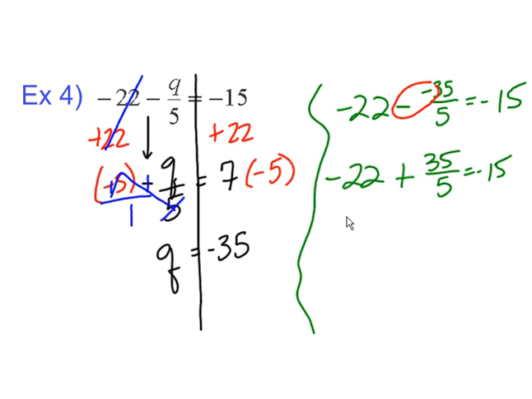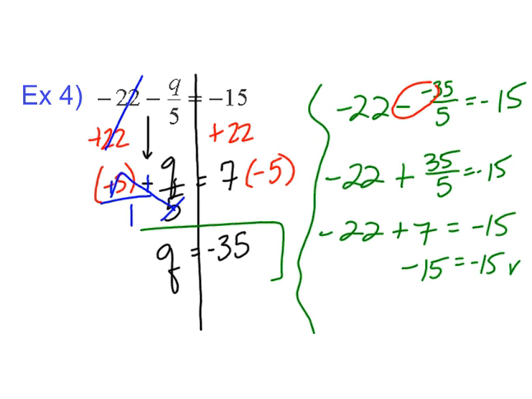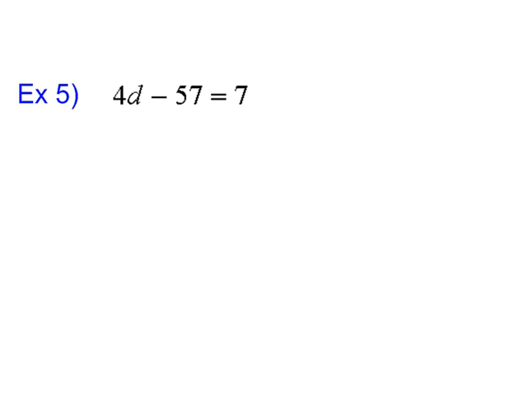Now let's simplify 35 divided by 5, which we know to be 7. And negative 22 plus 7 is negative 15. So both sides are the same. So we know that q equals negative 35. I have one more, just to make sure everybody's with us. Again, 4d minus 57 equals 7.